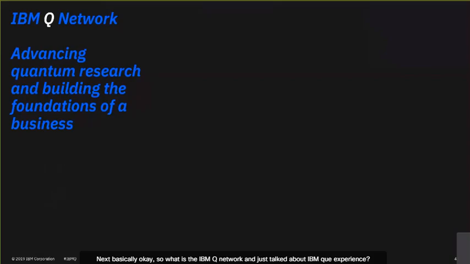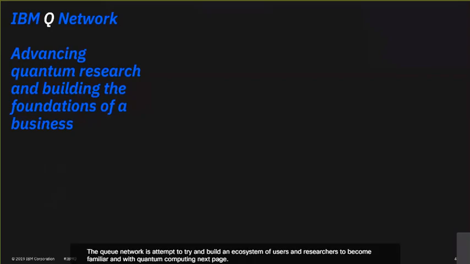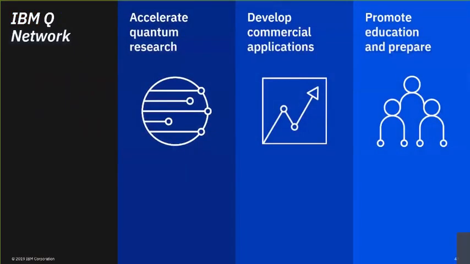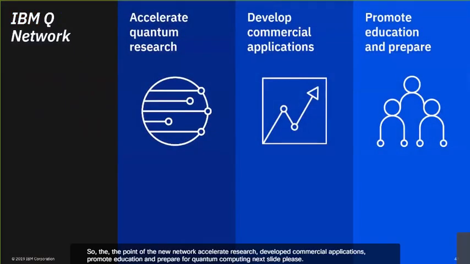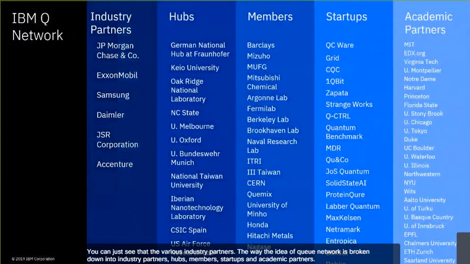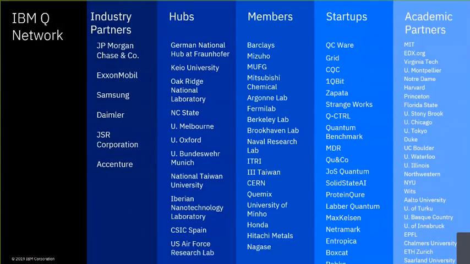Okay, so what is the IBM Q Network? I just talked about the IBM Q Experience. The Q Network is IBM's attempt to build an ecosystem of users and researchers to become familiar with quantum computing. Next page, please. So the point of the network: accelerate research, develop commercial applications, promote education, and prepare for quantum computing. Next slide, please. You can just see the various industry partners, the way the IBM Q Network is broken down into industry partners, hubs, members, startups, and academic partners. Okay. Next slide, please.